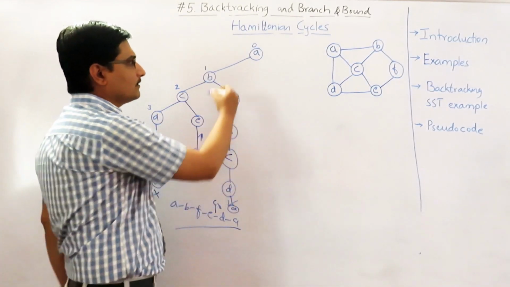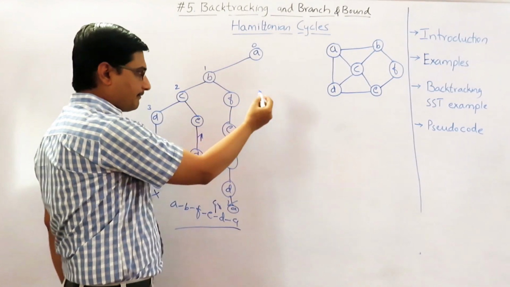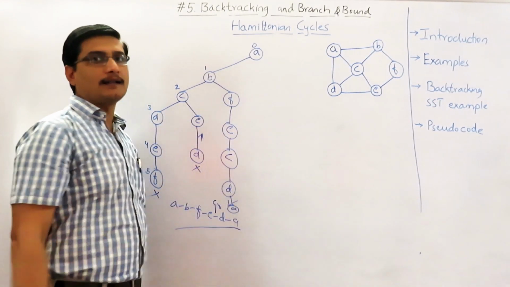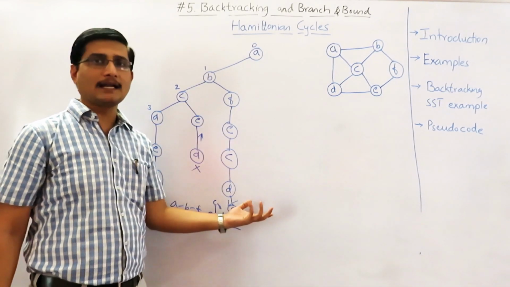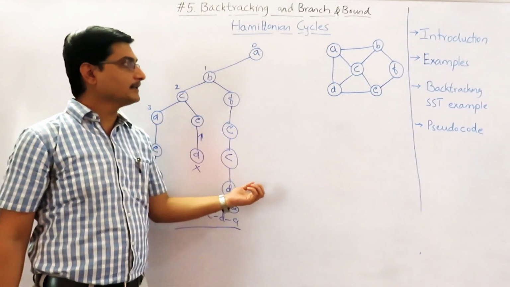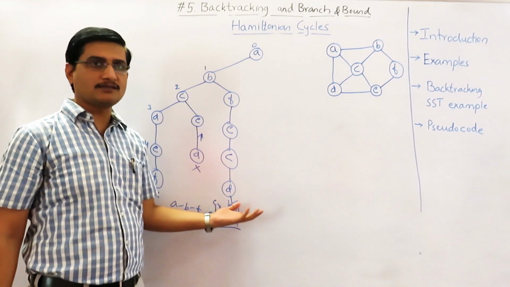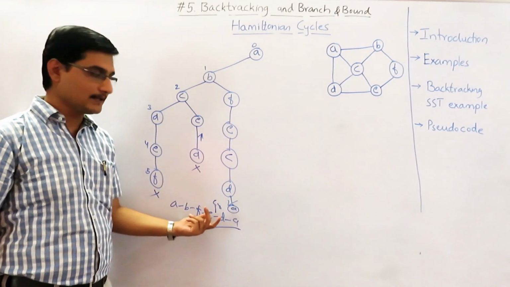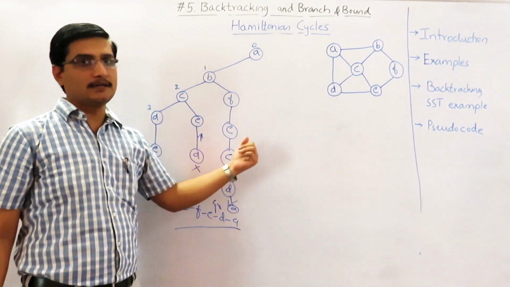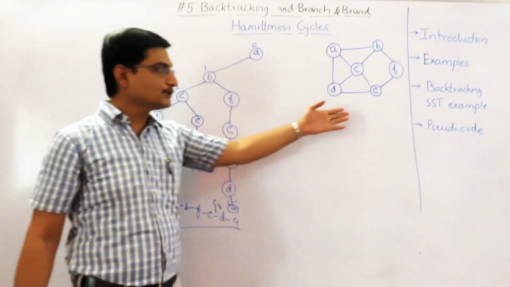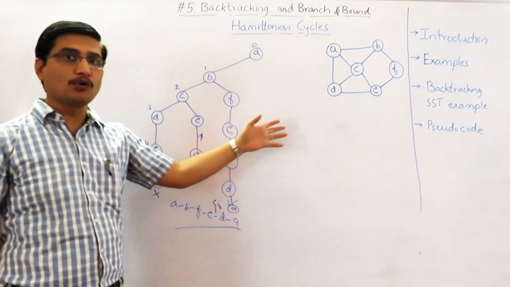Say again we can go back and we can try for different ones. So there may exist other Hamiltonian cycles also. So this is how we can apply the backtracking method. Using the state space tree we can find all the Hamiltonian cycles in a given graph, if there are Hamiltonian cycles. So we will go for the pseudocode. We will understand it more clearly.